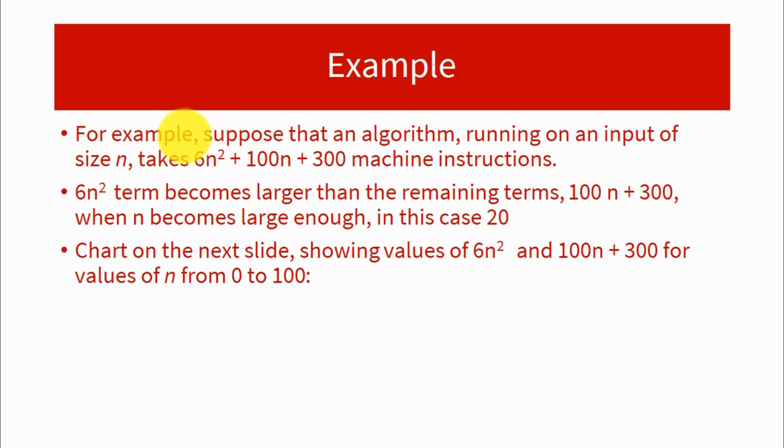So this is an important thing. This is the representation that there is a piece of code, and we have derived this particular function from that code. And now we want to talk about the running time. So the 6n squared term in this whole function becomes larger than the remaining two terms, the 100n and 300, when n becomes large enough. In this case, 20. I'm going to show you the chart, but just for the moment, whenever I mention the word n, it means the size of the input.